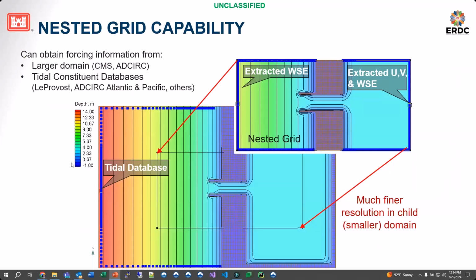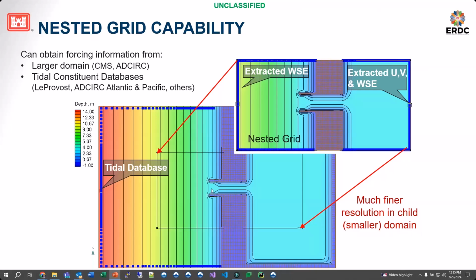Just quickly showing the nested grid. This could be a CMS grid, it could be an ADCIRC grid. We're working on connections to other grids as well, other types of models as well. But essentially, you have a larger grid and a smaller child grid, and you may force the larger grid with whatever you have. And then once you are ready to run your smaller grid, you extract the water surface elevations and velocities from that parent grid, and then you're able to reproduce that on the smaller domain.